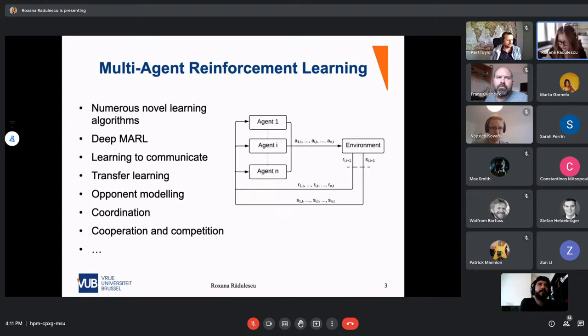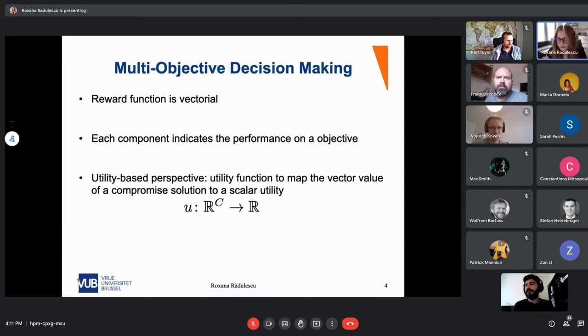Now, when we are discussing multi-objective decision making, the main important aspect here is the vectorial reward function, where each component indicates the performance on an objective. For this work and for this talk, I will take a utility-based perspective. So we assume there exists a utility function that maps our vectorial reward to a scalar value.